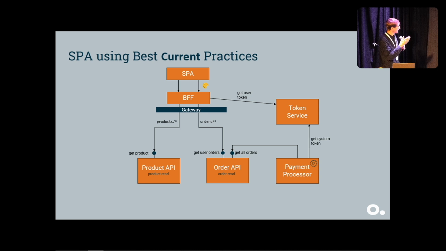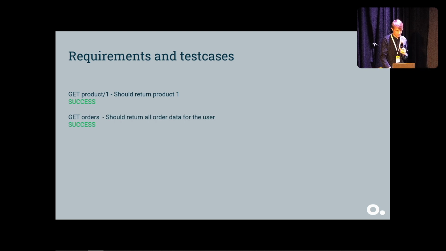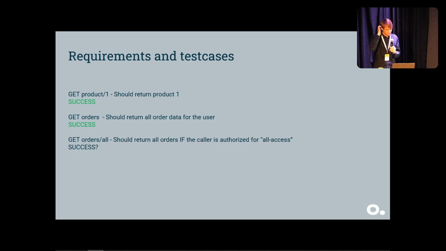So what can we do if we can do session riding in this context? Well, it's hard to tell without proper testing, perhaps pen testing or your own security testing. And we can start by looking at the requirements for this access model that we have here. The first is that we should be able to get product 1 because the user has access to product 1. That is a success. We should be able to get the orders, our own orders, not other customers' orders. Quite easy. And then we have this orders all. We need to think about that a little bit more.